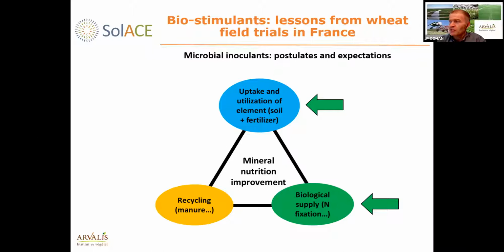And you can also work on the main fluxes of nutrients by improving uptake and utilization of these elements by studying soil properties and also designing innovative fertilizer. In this perspective, microbial inoculant could have some advantages in 2 summits of this triangle, the uptake and utilization summit, and also the biological supply summit.